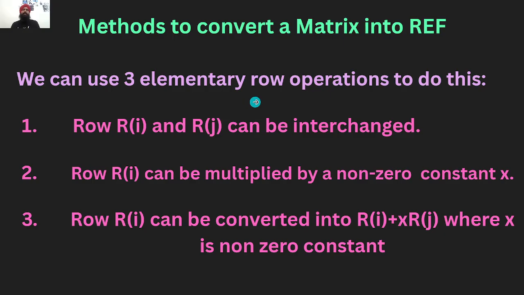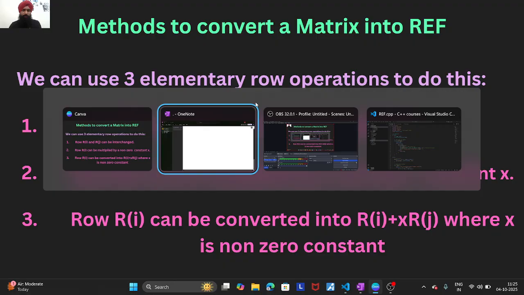Now there are certain methods to convert our matrix into row echelon form. Usually we make use of three elementary operations. Row Ri and Rj can be interchanged. Row Ri can be multiplied by a non-zero constant x, and row Ri can be converted into Ri plus x Rj, where x is a non-zero constant.